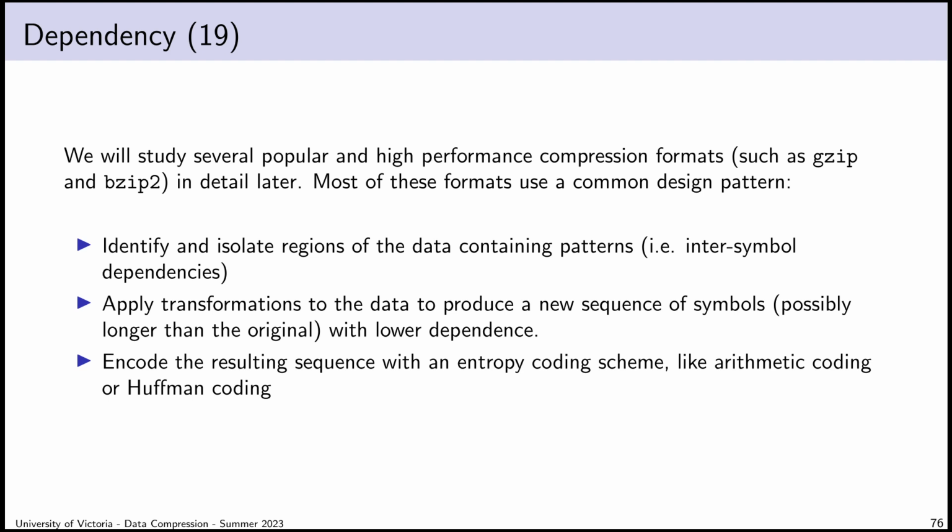And this is something that large compression schemes also do. So we're going to study a lot of techniques, gzip and bzip. It says several, but really we're going to do gzip and bzip in detail. And most of those formats use a pretty common pattern. Entropy coding is really powerful, and so these formats want to use entropy coding. But first, they have to eliminate dependencies because entropy coding doesn't work very well. It doesn't get traction on sequences full of dependencies.